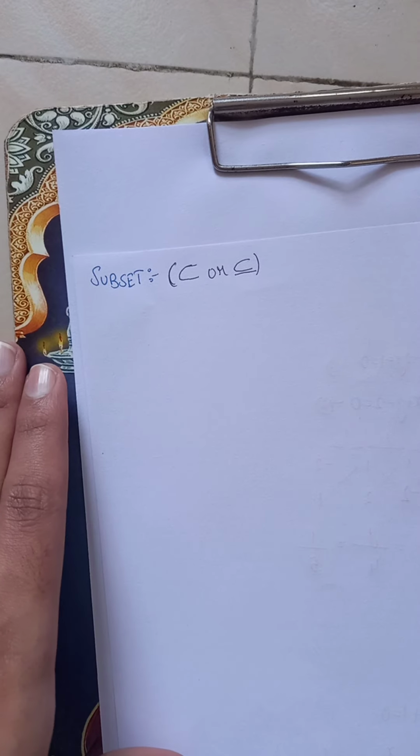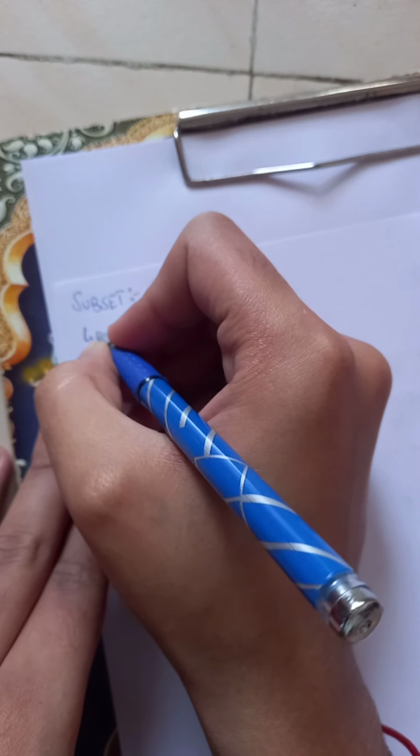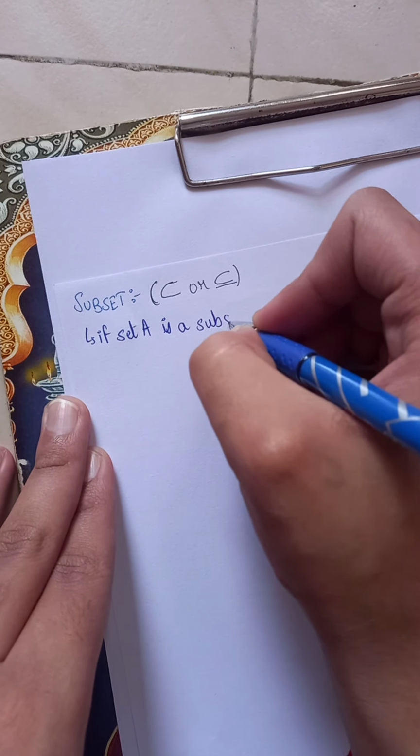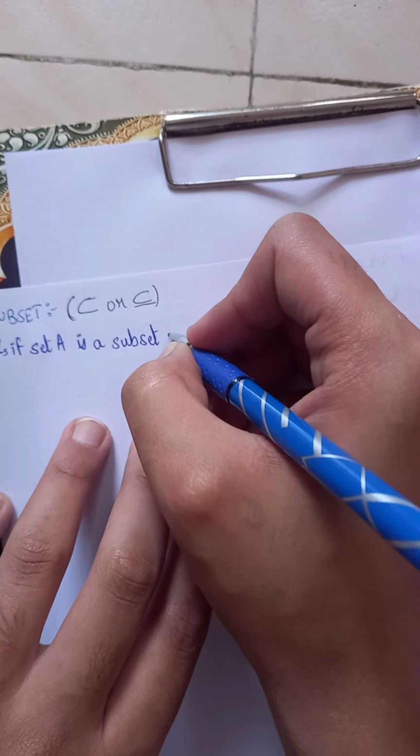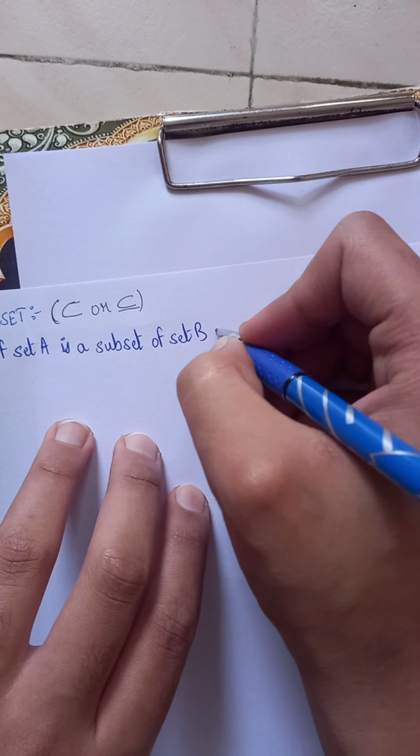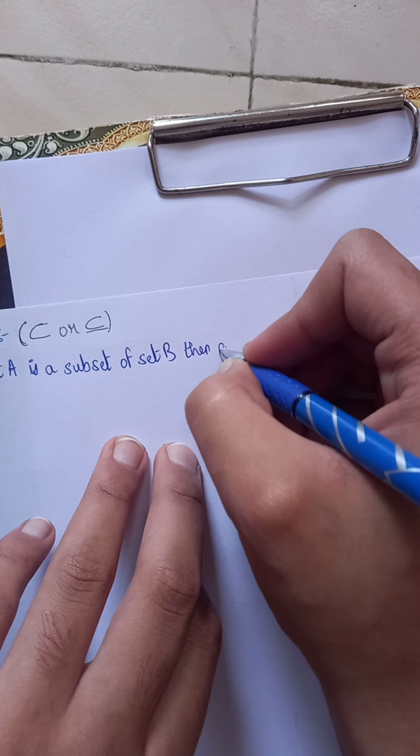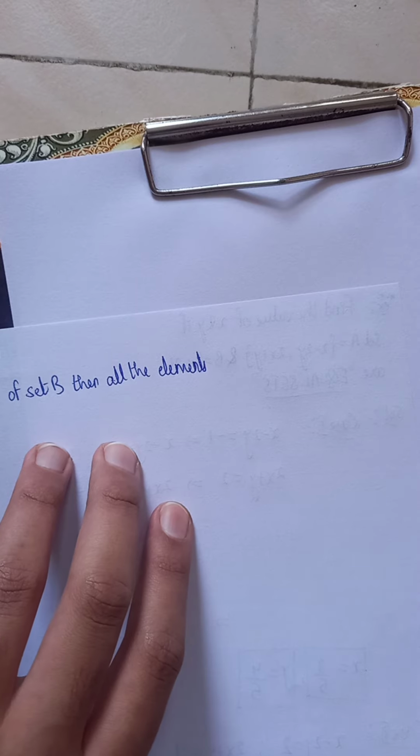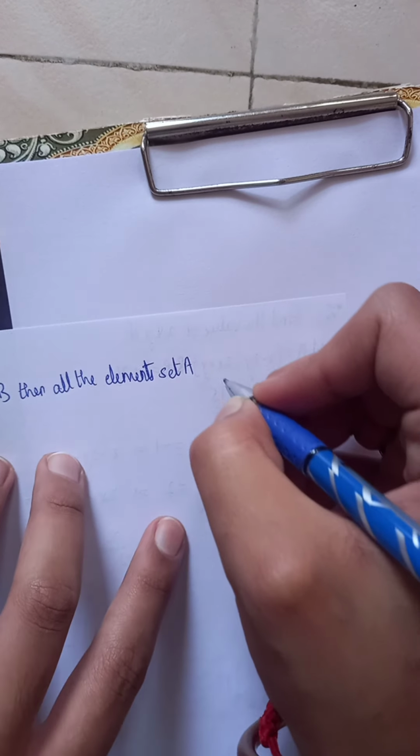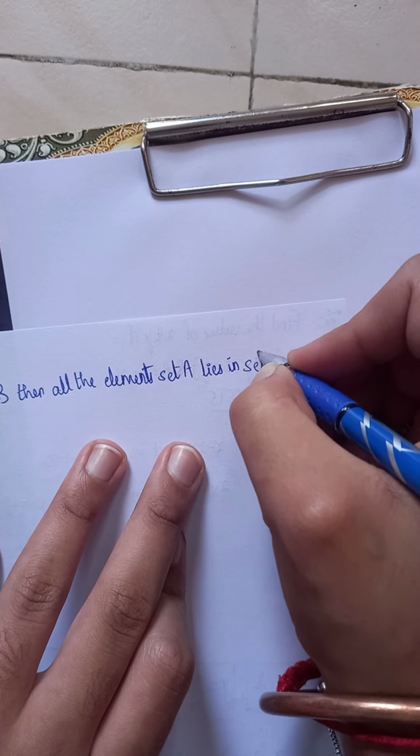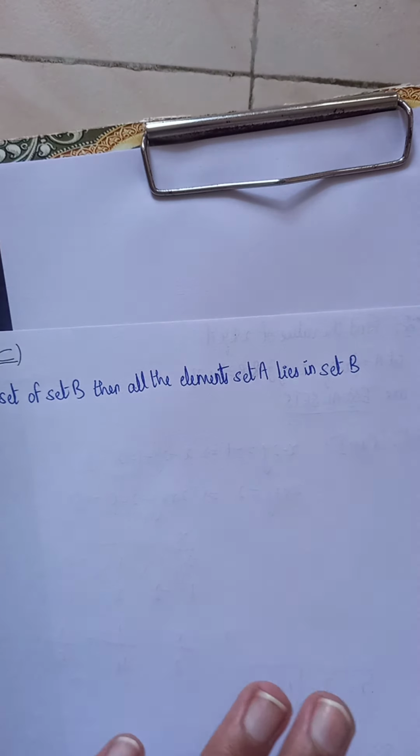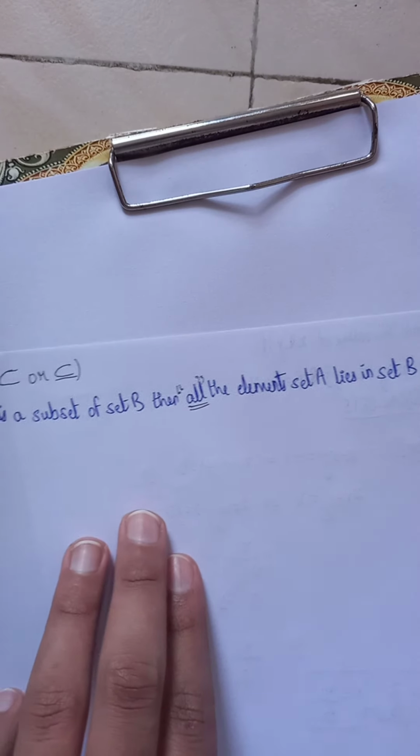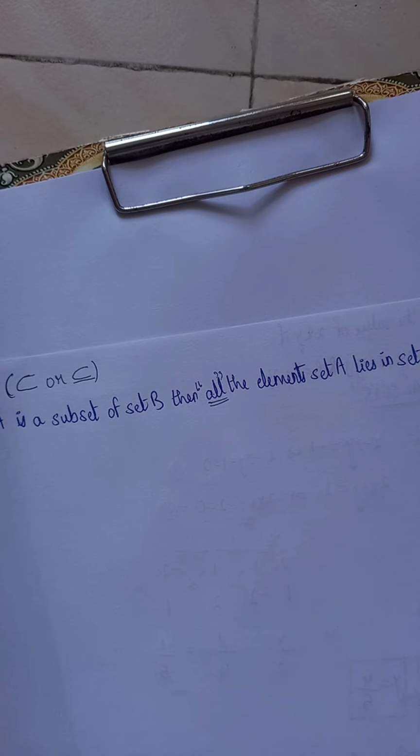Okay, so what is the meaning of subset? Let's write the definition. If set A is a subset of set B, then all the elements of set A lie in set B. Okay, so that is the definition.